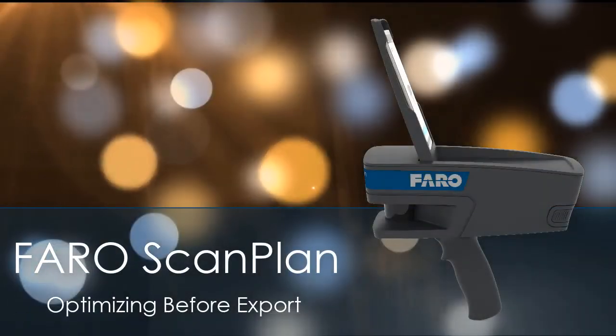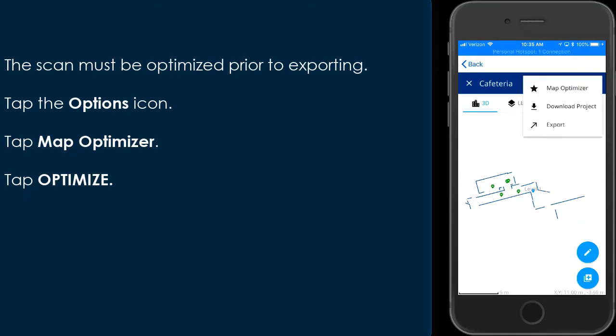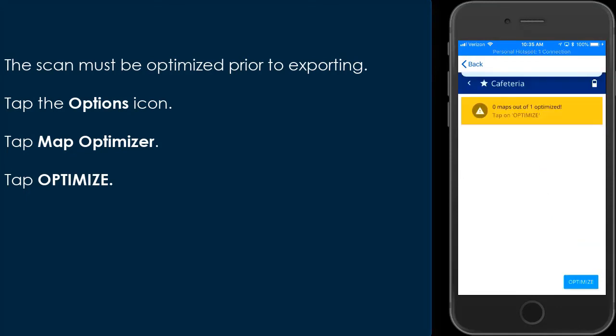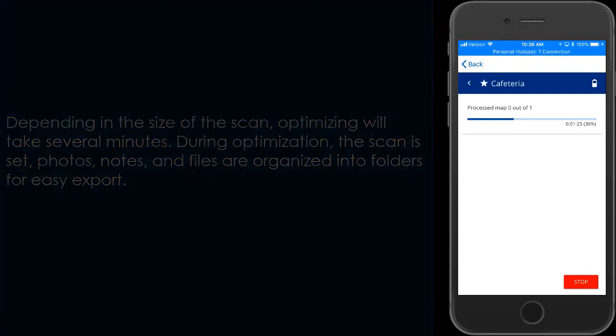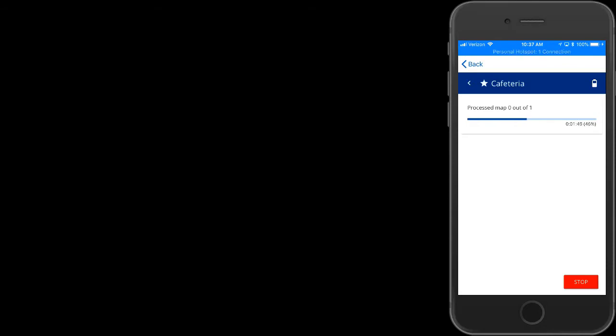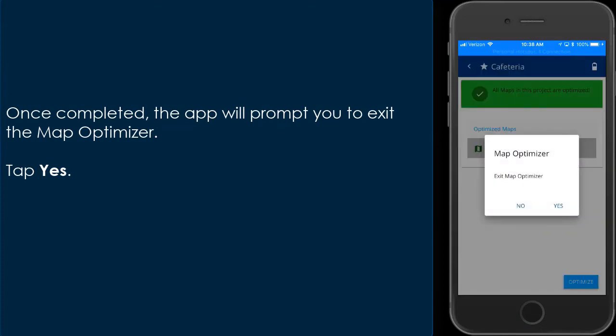FARO ScanPlan optimizing before export. The scan must be optimized prior to exporting. Tap the Options icon. Tap Map Optimizer. Tap Optimize. Depending on the size of the scan, optimizing will take several minutes. During optimization, the scan is set, photos, notes, and files are organized into folders for easy export. Once completed, the app will prompt you to exit the Map Optimizer. Tap Yes.